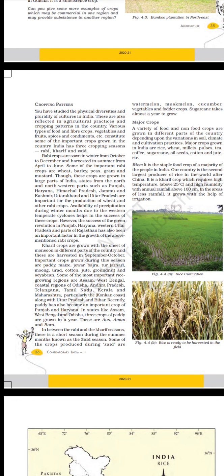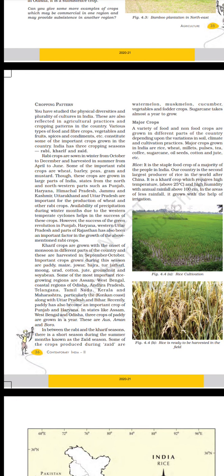Major crops. A variety of food and non-food crops are grown in different parts of the country depending upon the variations in soil, climate and cultivation practices. Major crops grown in India are rice, wheat, millets, pulses, tea, coffee, sugarcane, oil seeds, cotton and jute, etc.